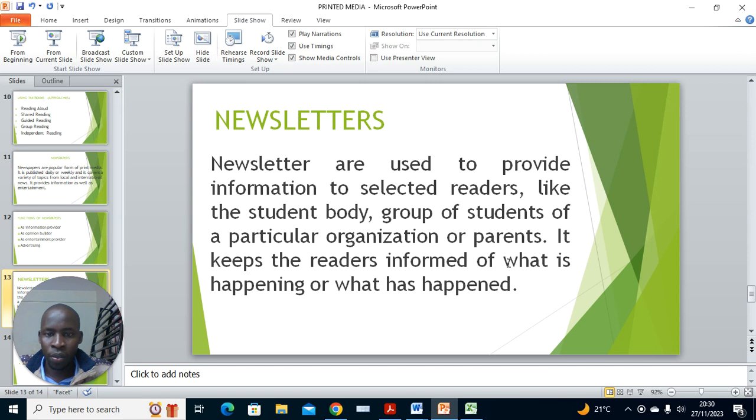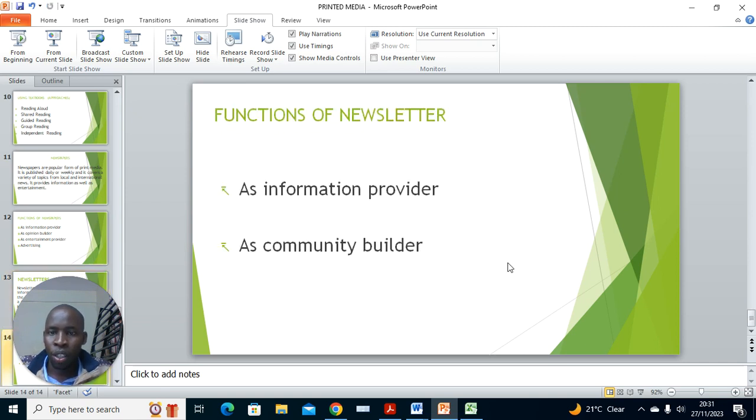Now, we have what we call newsletters. Newsletters are used to provide information to selected readers, like the student body, a group of students of a particular organization, or parents. It keeps readers informed of what is happening or what has happened. Maybe you can visit a library so that you can differentiate between a newspaper and a newsletter. The functions of a newsletter are that it acts as an information provider and also a community builder.